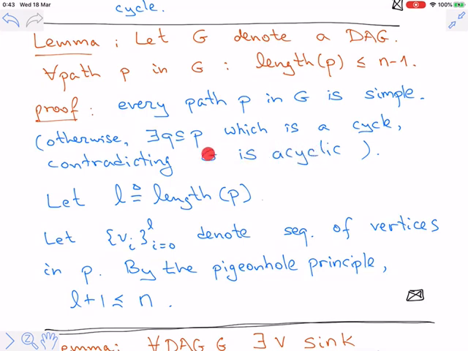Let L denote the length of the path, and let Vi, where i goes from 0 to L, denote the sequence of vertices in P. Then all these vertices have to be distinct. Therefore, by the pigeonhole principle, L plus 1, the number of vertices in this sequence, cannot be greater than n. And therefore, L is less than or equal to n minus 1, which is what we wanted to prove.